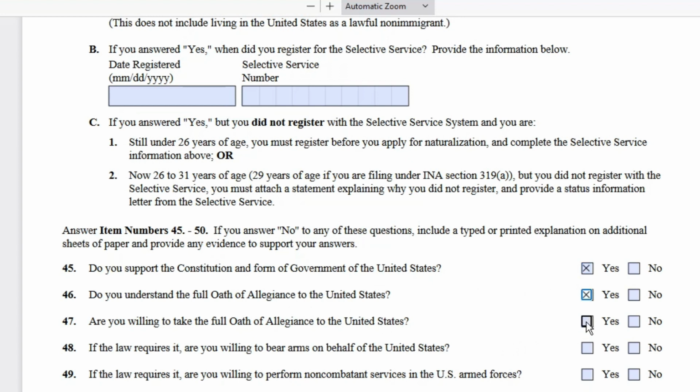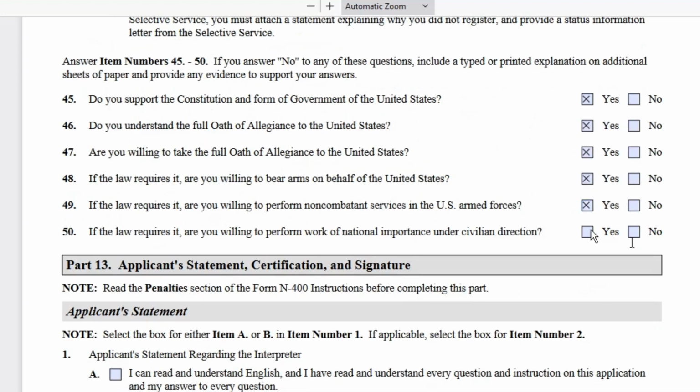Allegiance, yes. Are you willing to take the full oath? This is where you basically start to swear allegiance to the United States. Are you willing to bear arms? Are you willing to go non-combatant? It's probably yes here, yes. Unless you have some religious excuse or something, then you will have to explain.